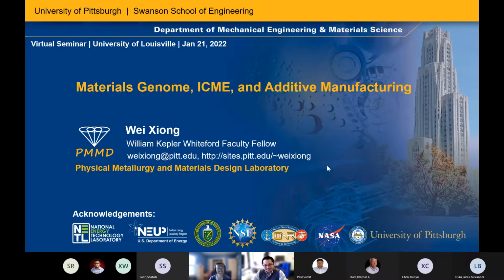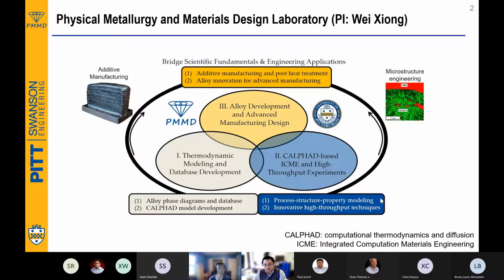Thank you very much for giving me this nice opportunity to present our research. My title is Materials Genome, ICME, and Additive Manufacturing. Right now we have the Physical Metallurgy and Materials Design Lab doing all of this research and focusing on advanced manufacturing. I'm lumping together some of the highlights of the research, and these are the funding agencies that are supporting us with this kind of research.